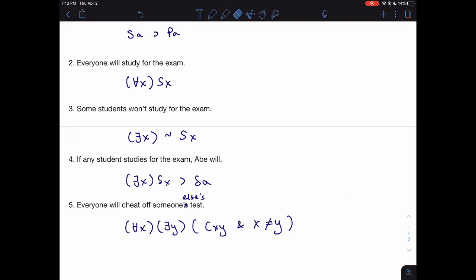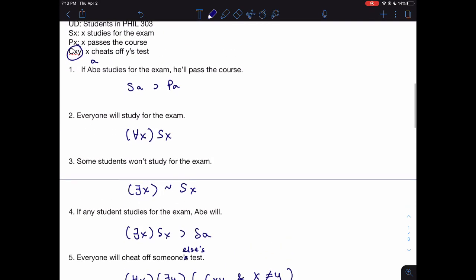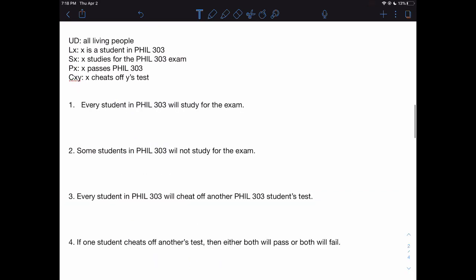Okay, so once again, what this sentence says is that for all x, there exists a y such that x cheats off y's test and x and y are different people. Okay, and that completes the first round of symbolizations. We're going to do a few more complicated symbolizations now.